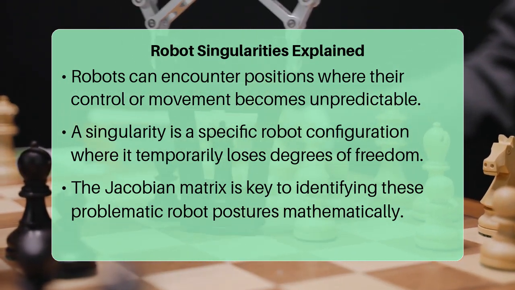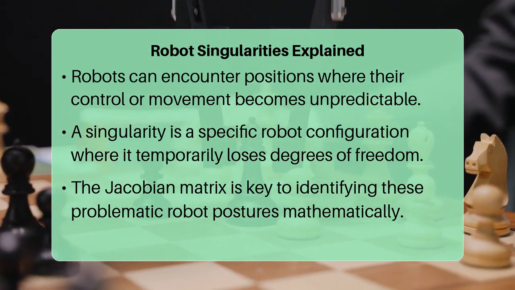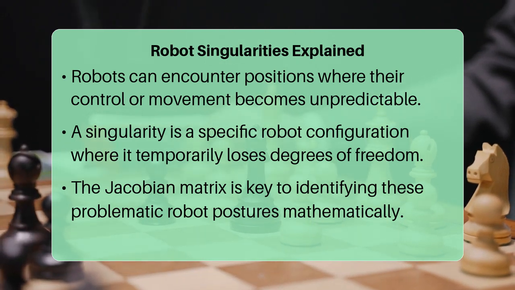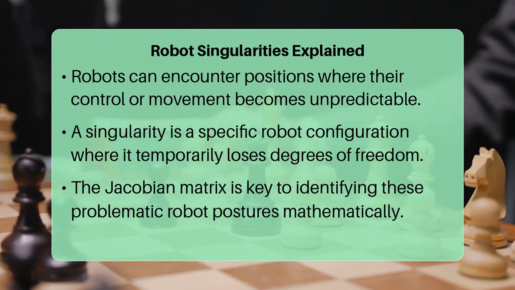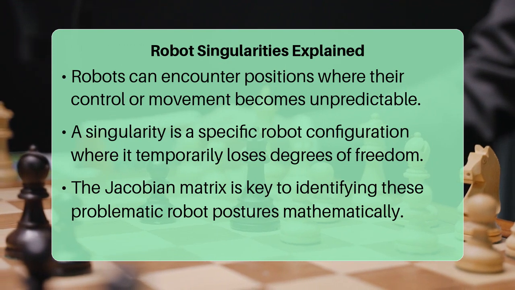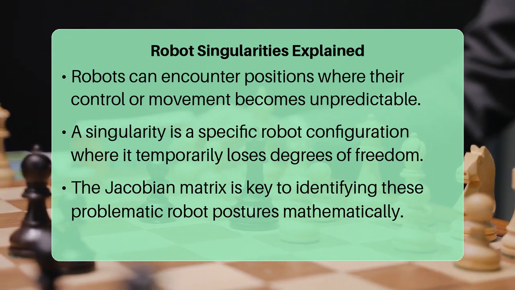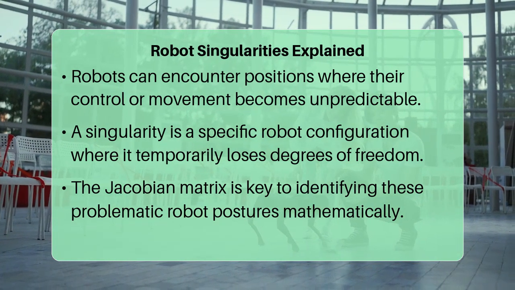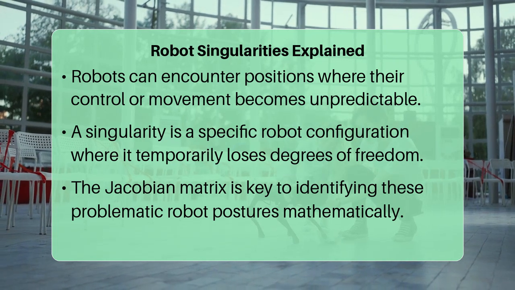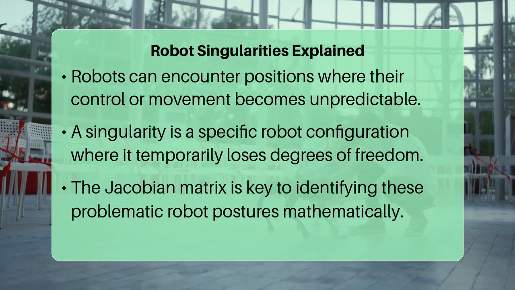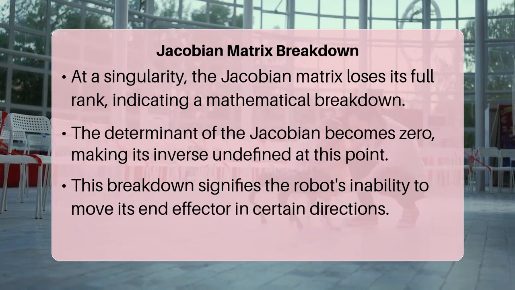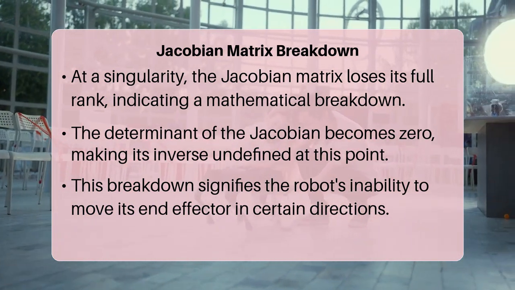This mathematical breakdown has significant implications for how the robot can be controlled. The Jacobian matrix serves as a fundamental link between a robot's joint velocities and the velocity of its end effector, which is the tool or hand at the end of its arm. It essentially maps the robot's internal joint movements to its external task space movements.